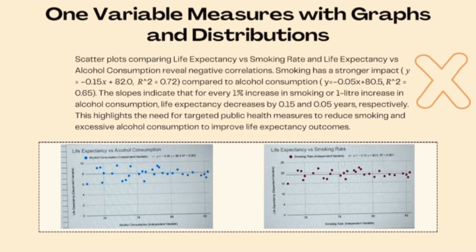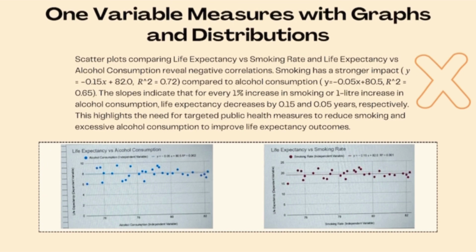The scatter plots clearly show the negative correlation between both smoking rate and alcohol consumption with life expectancy. The trend line for life expectancy versus smoking rate is y equals 0.15x plus 82, indicating that for every 1% increase in smoking, life expectancy decreases by 0.15 years, with an R-squared value of 0.72.